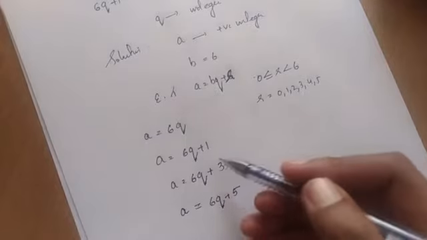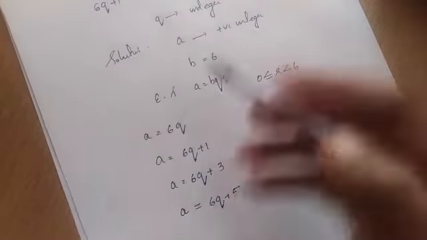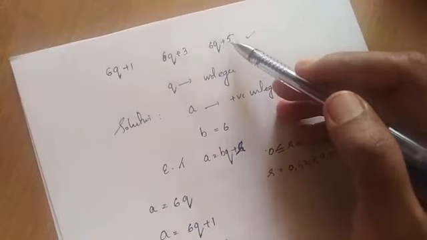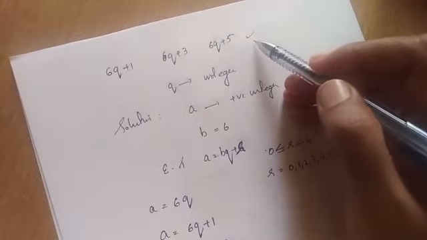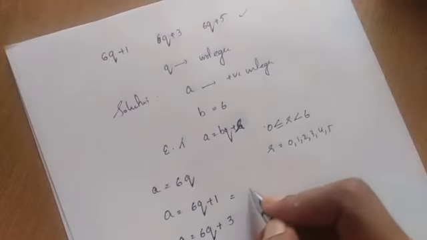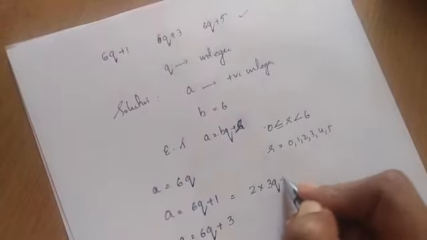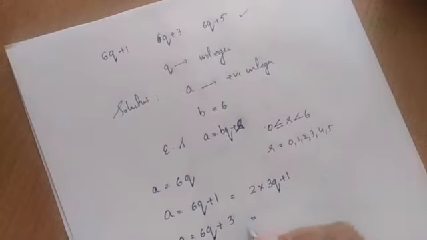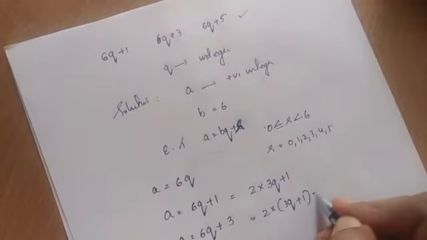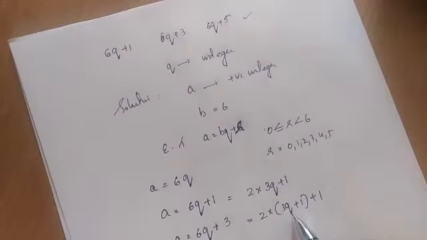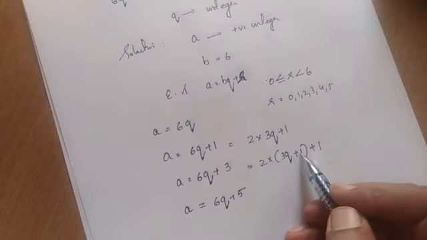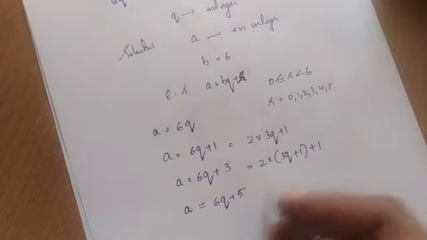We skip the values 6q+2 and 6q+4, because in our question only 6q+1, 6q+3 and 6q+5 are included, as these values are odd. We can rewrite the values as 2 into 3q plus 1, which is 6q plus 1. Next, 2 into 3q plus 1 plus 1. When we open the brackets, 2 into 3q is 6q, plus 2 into 1, which is 2, plus 1. So 6q plus 3.